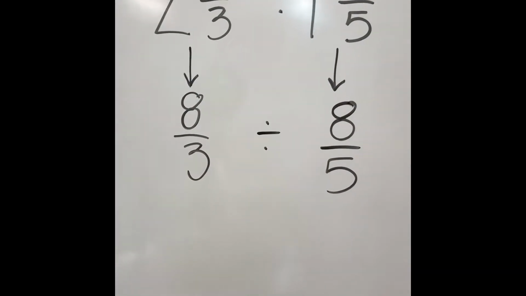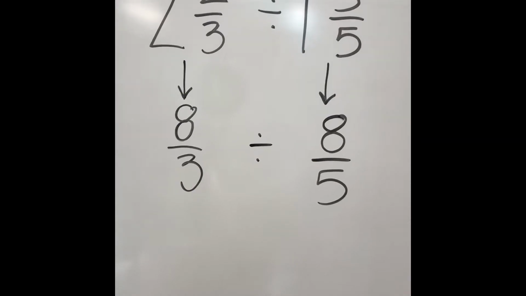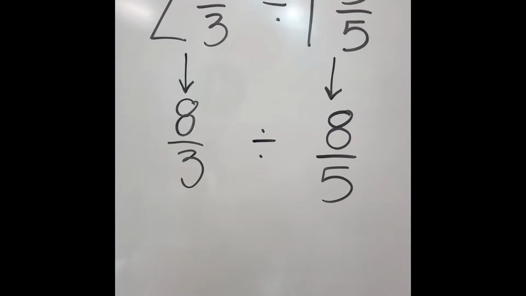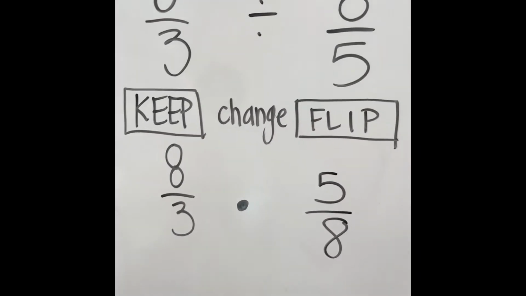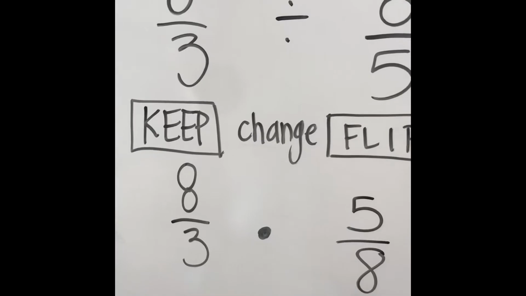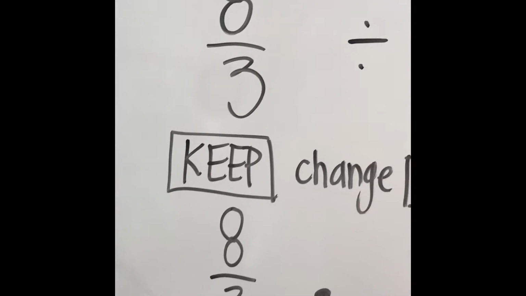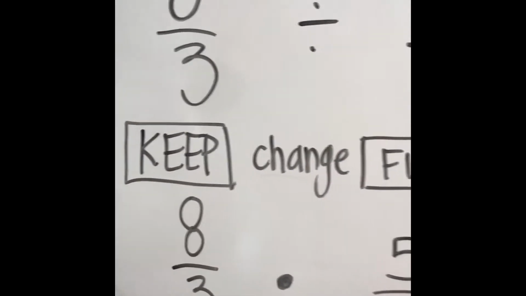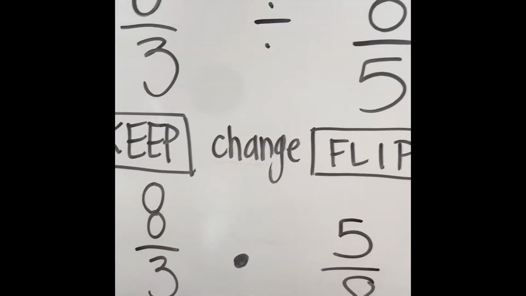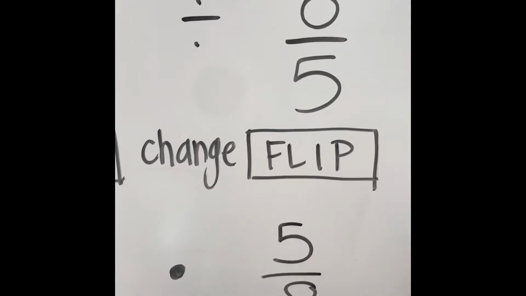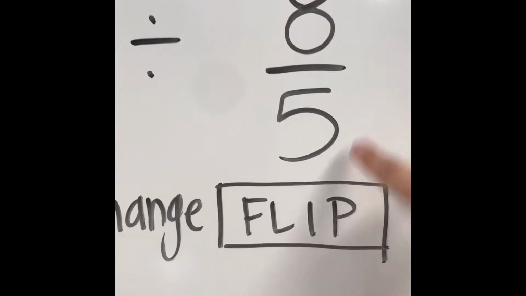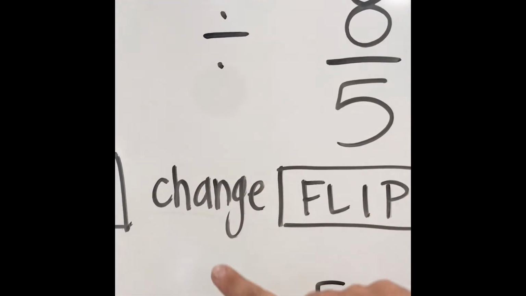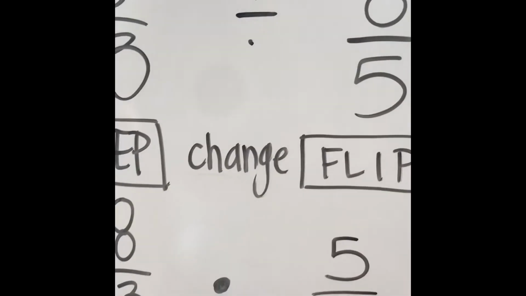Once we know what the values are as an improper fraction, we can then rewrite the division expression. Our next step is to take the 8 thirds and keep that. We're going to rewrite this as a multiplication problem, but we are going to multiply by the reciprocal. So 8 fifths, when we flip that, it becomes 5/8. And then the division sign, of course, is changed to the multiplication sign.